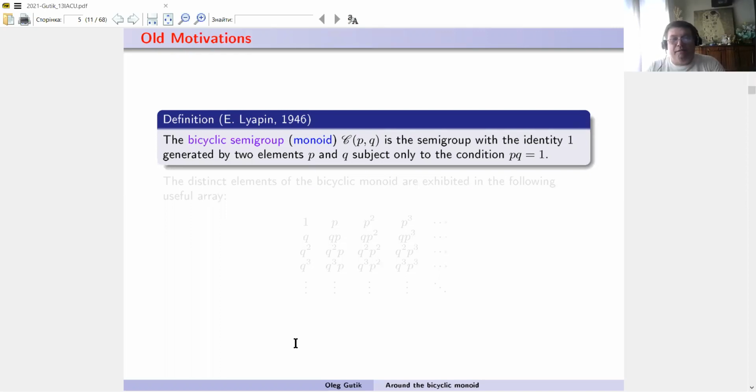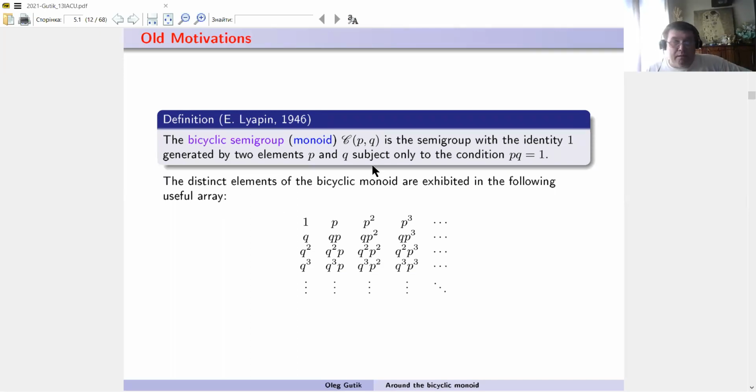Next, a very nice definition. Evgeny Sergeyevich Lapin in 1946 introduced the following semigroup: the bicyclic monoid or bicyclic semigroup. The bicyclic semigroup is a semigroup with identity. It is generated by two elements p and q, subject to only one condition: p multiplied by q is equal to 1. All elements of that semigroup we may write as such an infinite table.